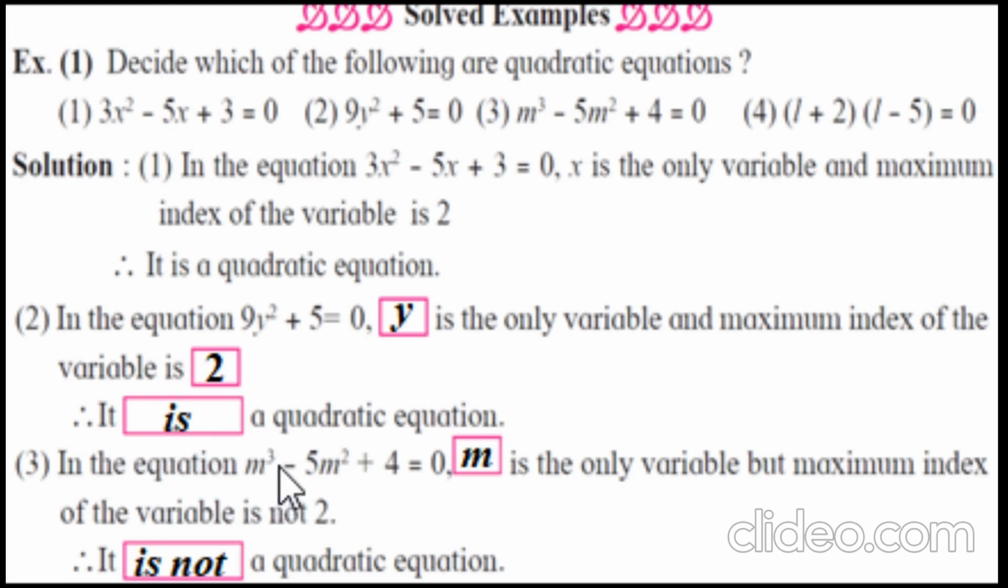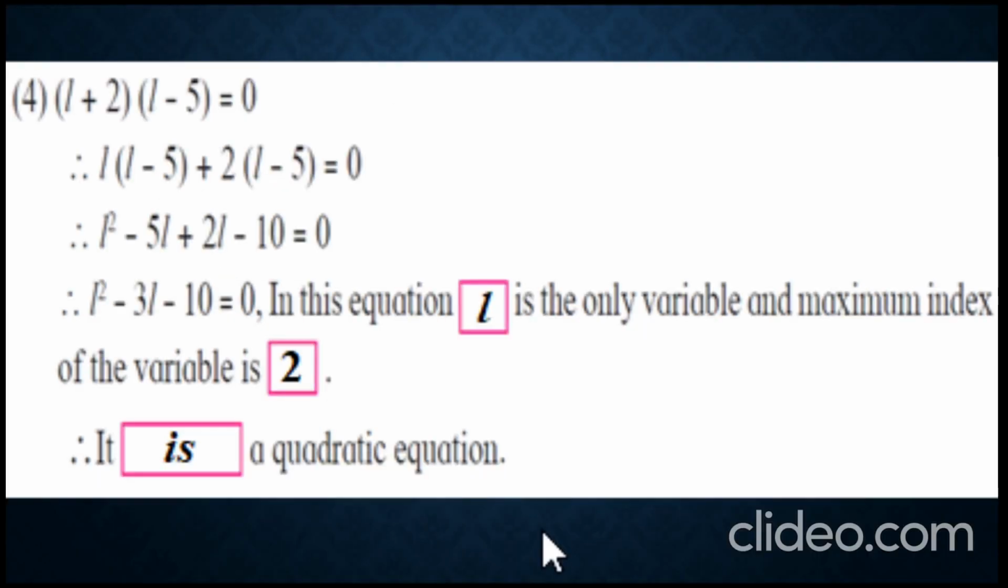Third question, in the expression m cube minus 5m square plus 4 is equal to 0, m is the only variable but the maximum index of the variable is not 2 because it is 3. Therefore it is not a quadratic equation. The maximum index of the variable should be 2, then only it is a quadratic equation. In question number 4, (l plus 2) into (l minus 5) is equal to 0. We have to solve this. By solving we get l square minus 3l minus 10 is equal to 0. In this equation, l is the only variable and the maximum index of the variable is 2. Therefore it is a quadratic equation.